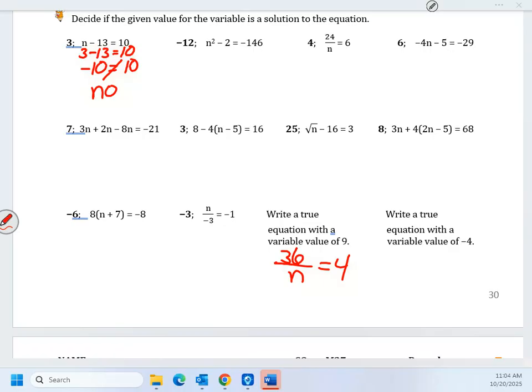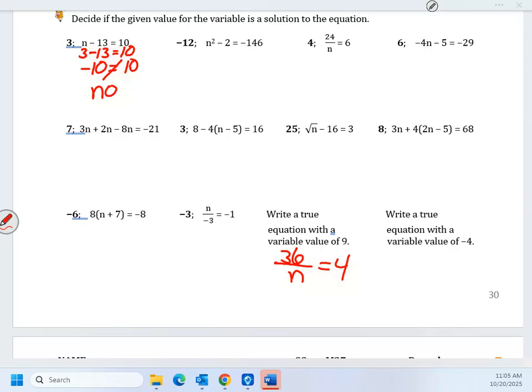So your variable value has to be in the equation part, not in the solution. I don't want it to equal 9. I want that 9 to be in your equation. Any questions? We will see this on the test. So you have to understand how to write your own equation with a given variable value. Okay, so that you will have a question like that on the test. So if you don't understand how to do that, make sure you come check in with me.